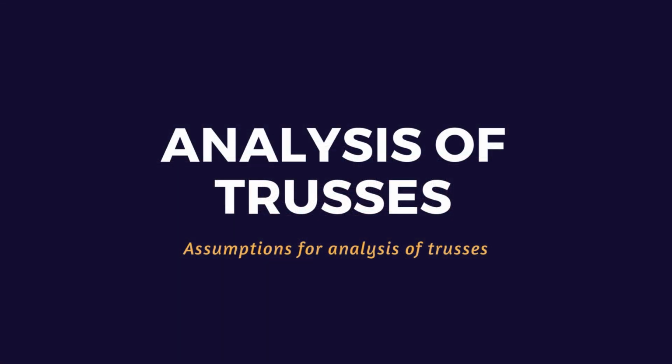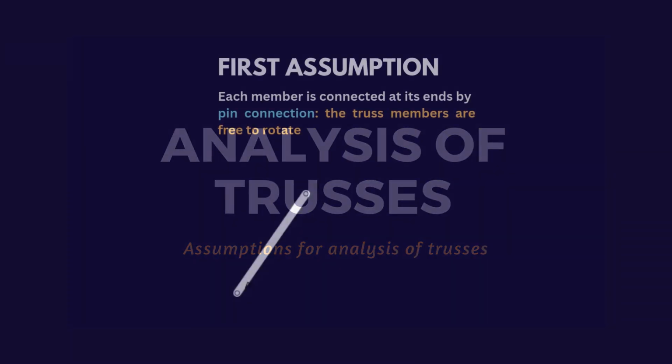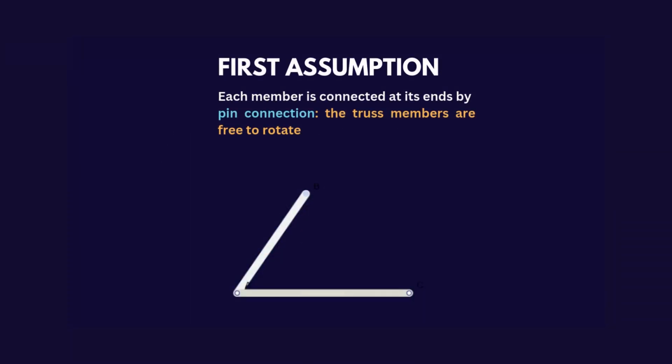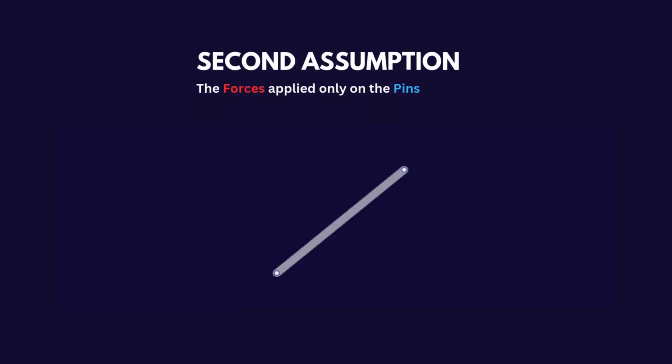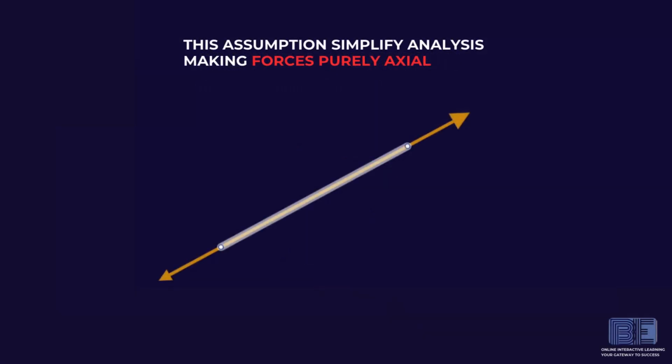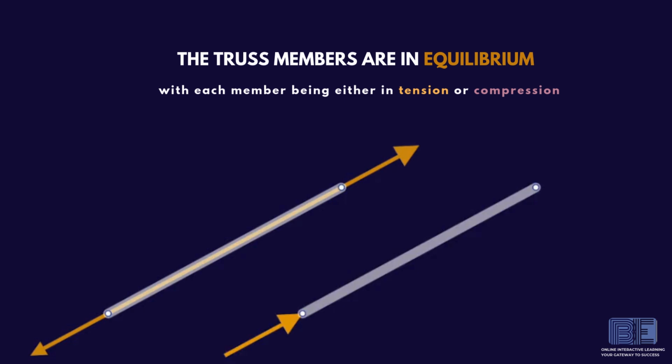Assumptions for analysis of trusses. The first assumption: each member is connected at its ends by smooth pin joints. In a pin connection, the truss members are free to rotate. The second assumption: all forces and supports are applied only at the joints. These assumptions simplify analysis, making forces purely axial. If the truss members are in equilibrium, each member is either in tension or compression.